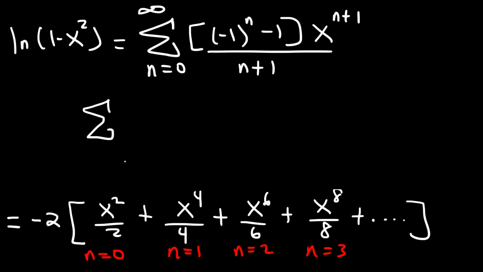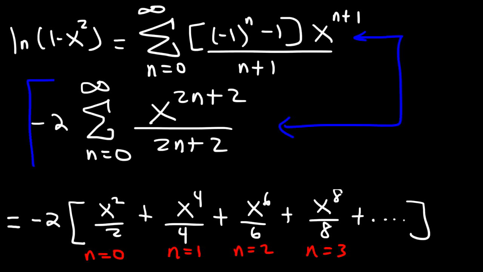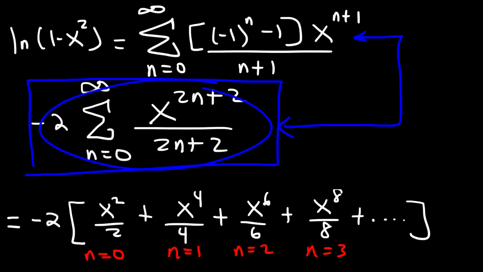So thus, we can write this series like this. We could say it's x to the 2n plus 2 divided by 2n plus 2. And we have a negative 2 in front. So you could represent this function in either of the two ways. But this one is better because it doesn't include the zero terms, which are just not needed. So this one is just more simplified, but both of them are correct, so keep that in mind.